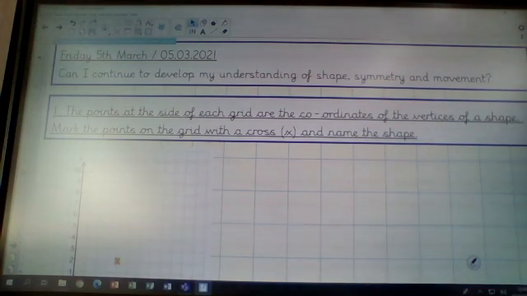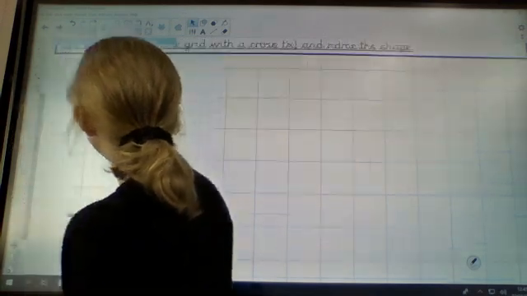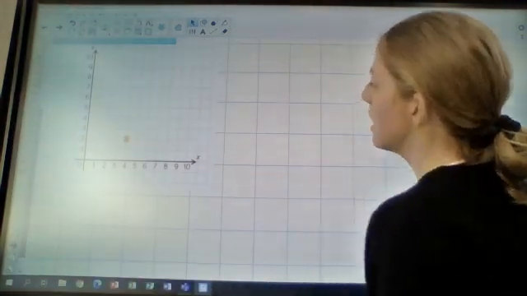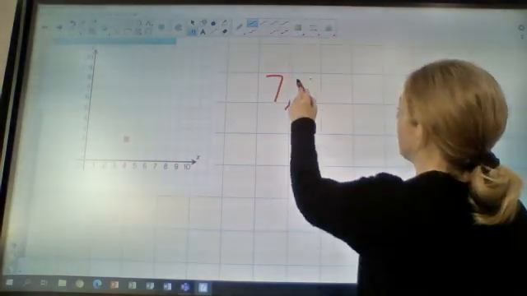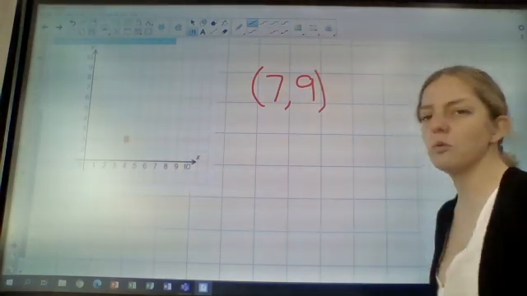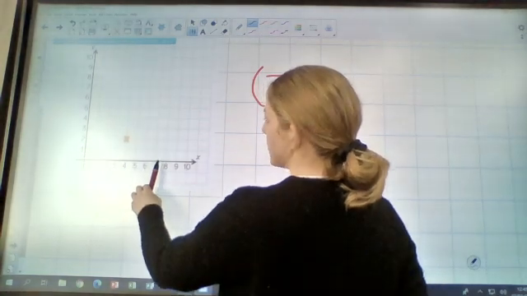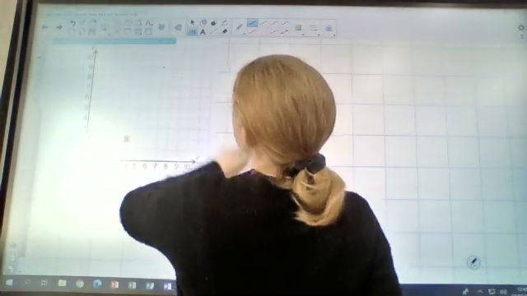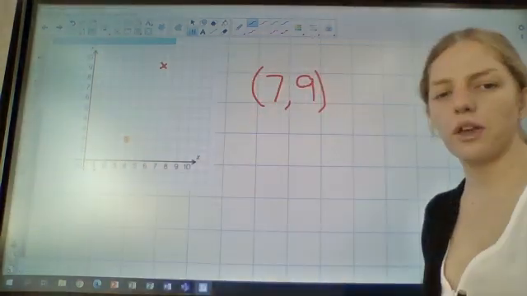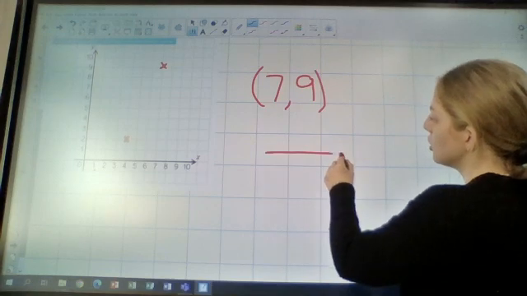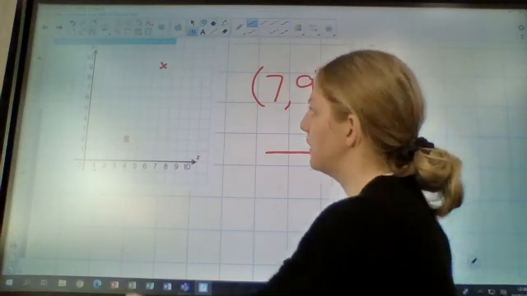1C is slightly different, okay? So I've just got an example of a graph here where we would use coordinates. So I might have 7, 9. That's my coordinate, and I would go along the house 1, 2, 3, 4, 5, 6, 7, and all the way up to the number 9, and that's where I would plot my coordinate for that one, okay? So remember, along and then up.